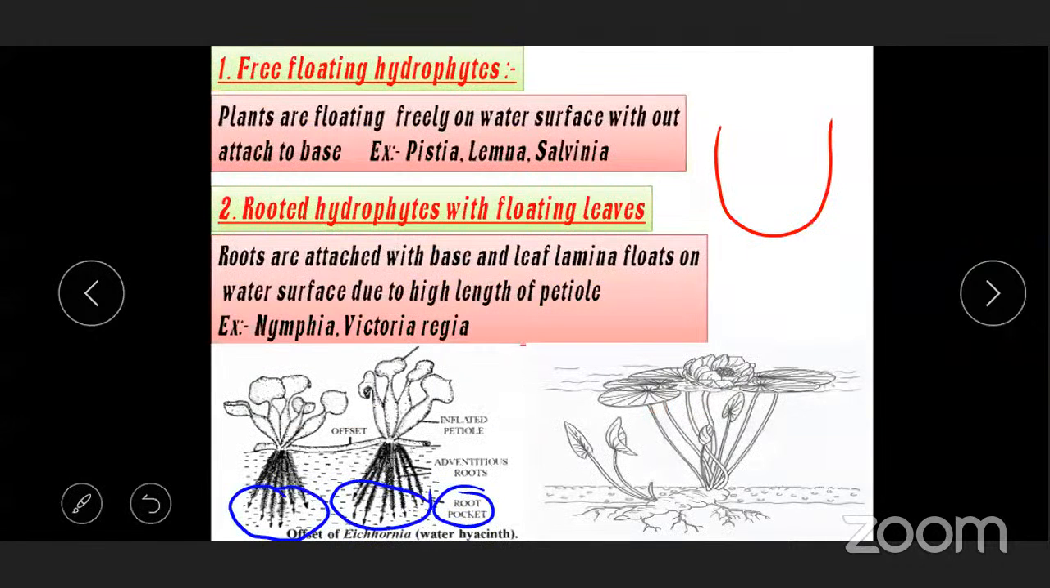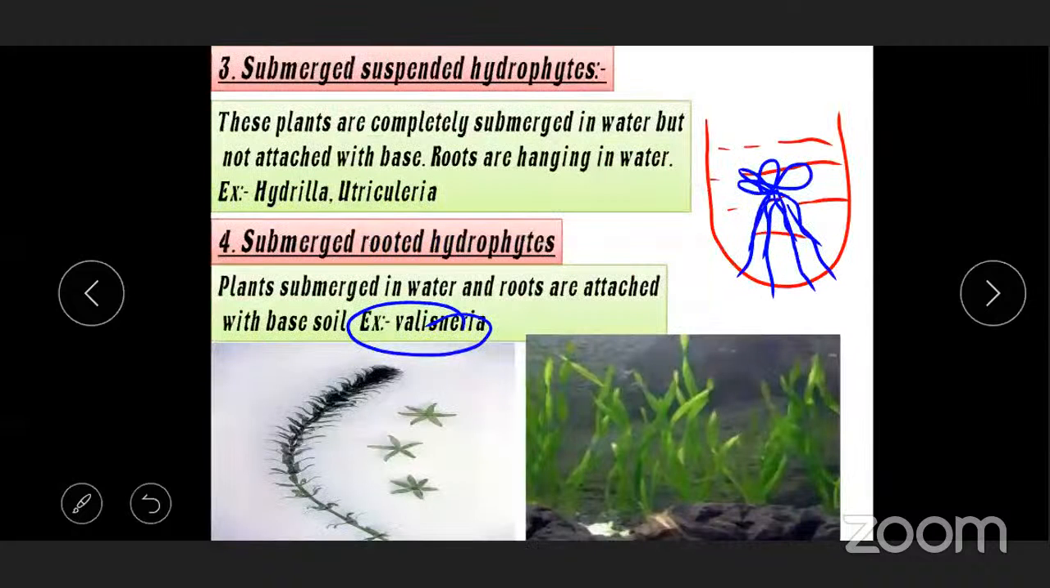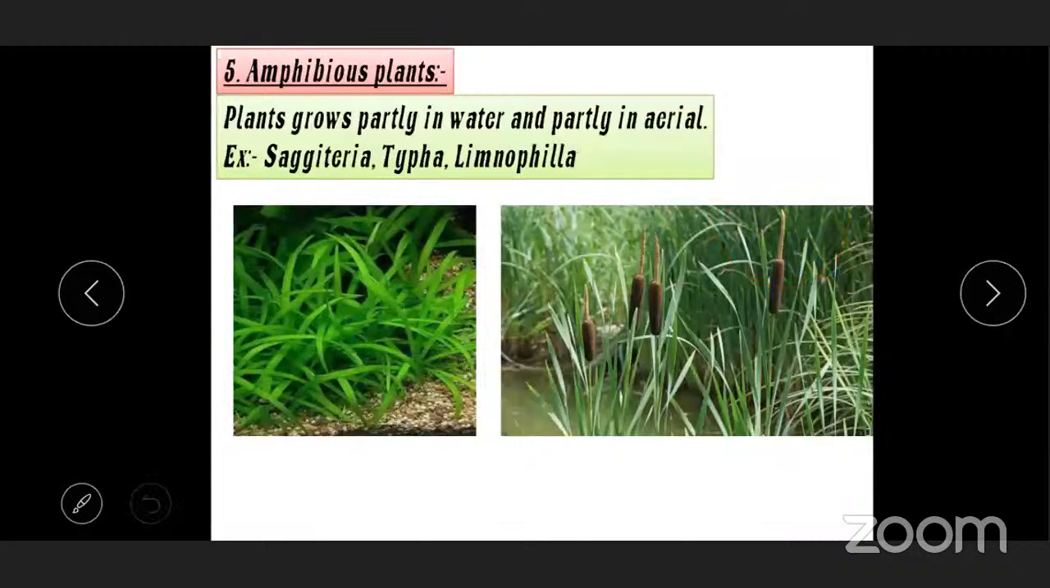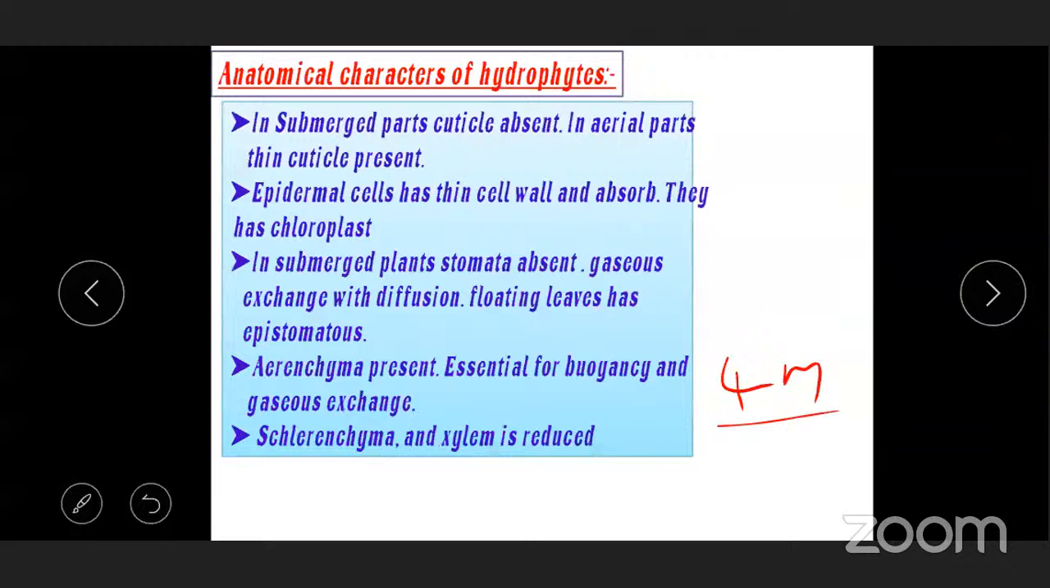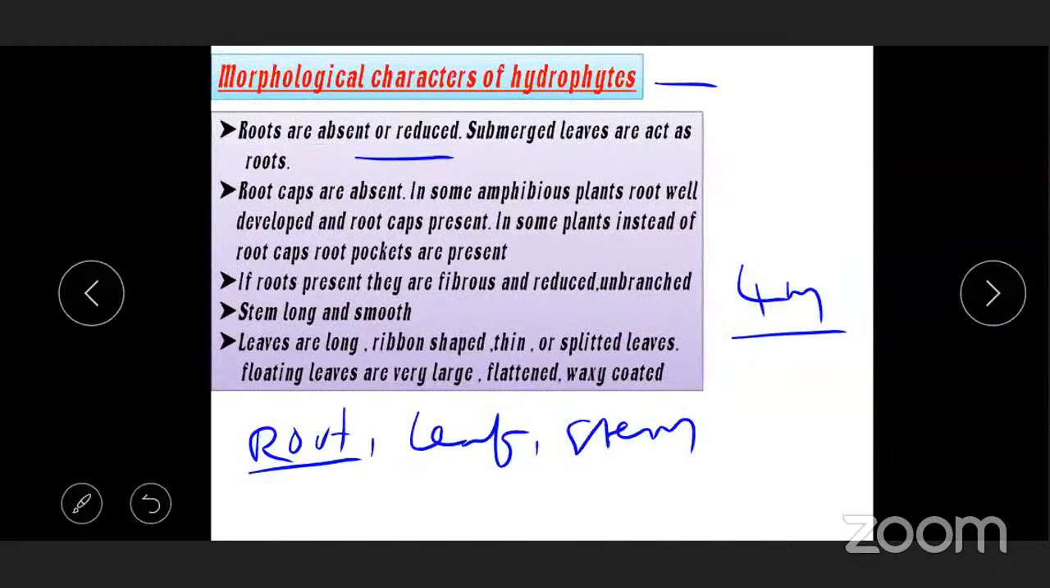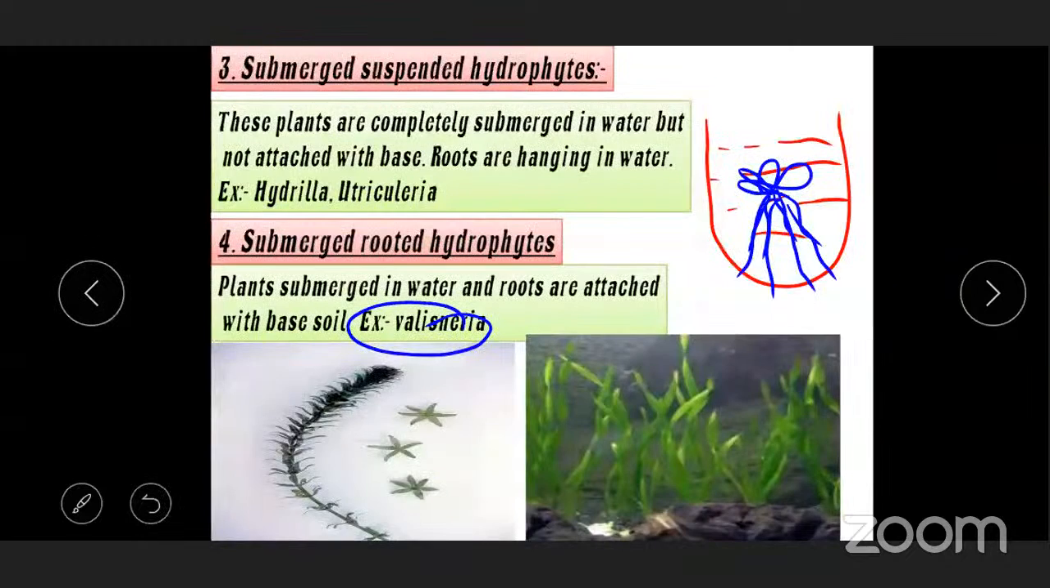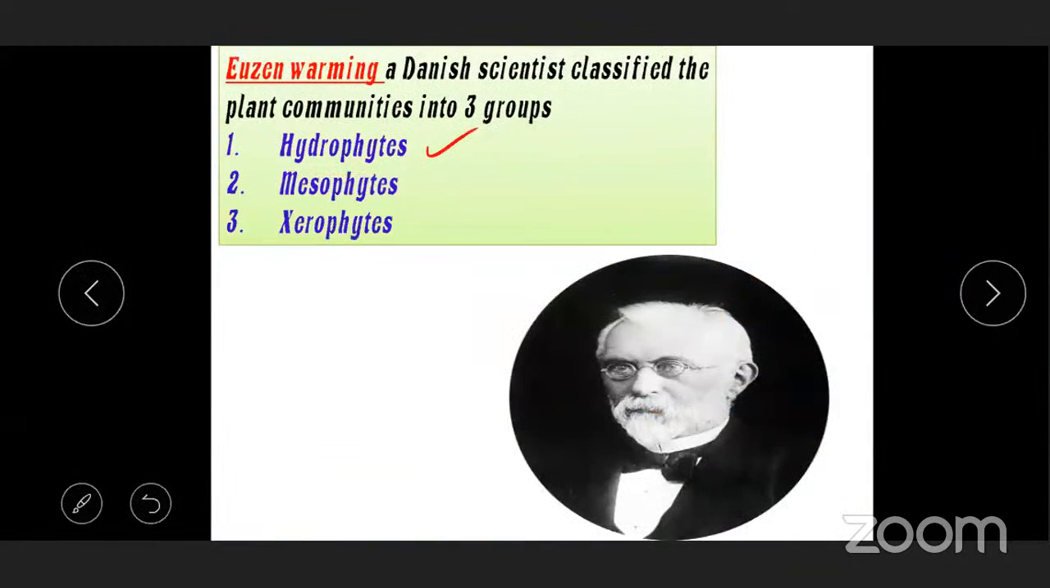There are 5 types: free floating hydrophytes, rooted hydrophytes with floating leaves, with examples also given, submerged suspended hydrophytes, submerged rooted hydrophytes, and amphibious plants. And then the morphological characters of hydrophytes and the anatomical characters of hydrophytes. This is the information we learned in today's class. We learned only about hydrophytes. We will discuss mesophytes and xerophytes in the next class.